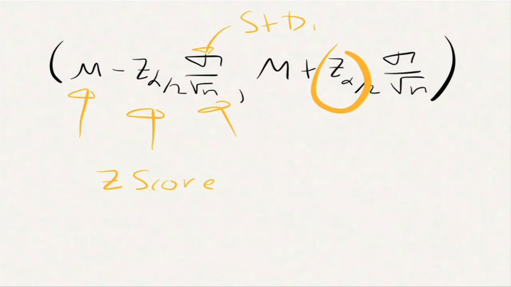Now, let's talk about those z alpha over 2. There are several very popular ones, so just go ahead and write them down.